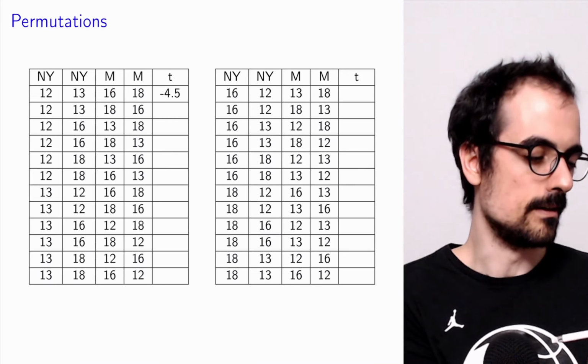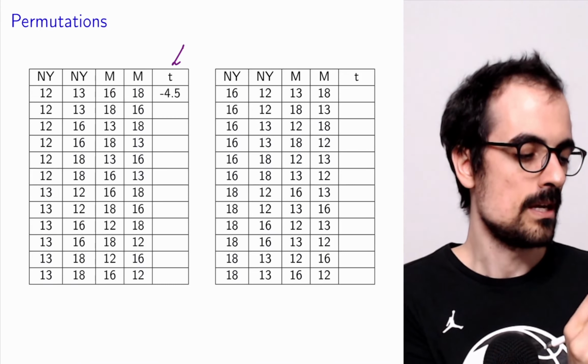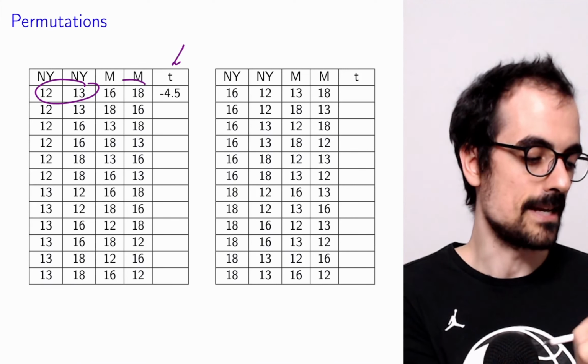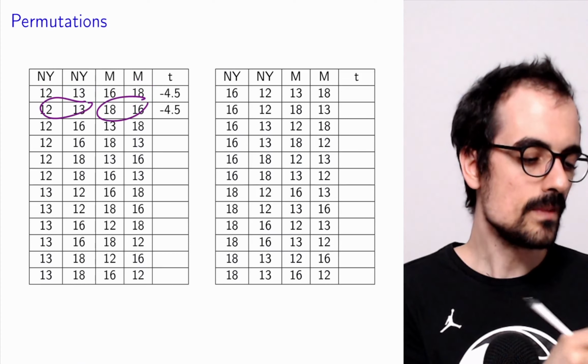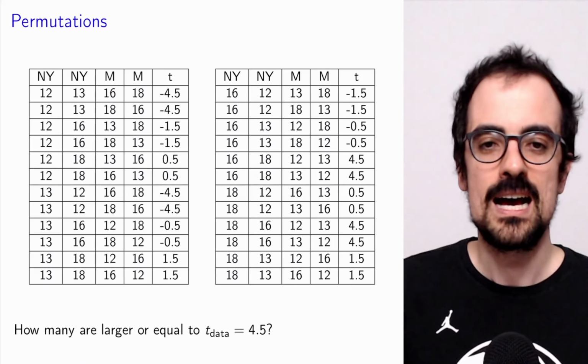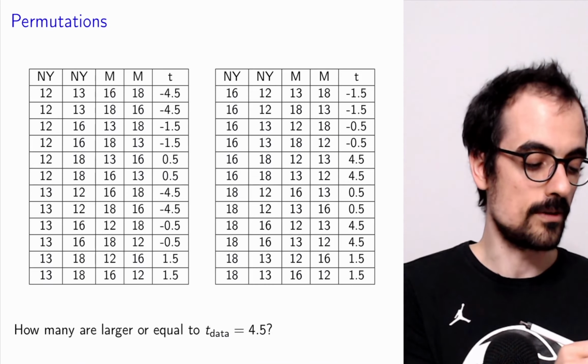We start here just to show you. We were interested in the test statistic for each of the permutations. For this permutation, the average of these guys minus these guys is minus 4.5. Same for these guys. And now we do that for all of them. And now we ask ourselves how many of the test statistics are larger or equal to the one that we actually observe from the data.